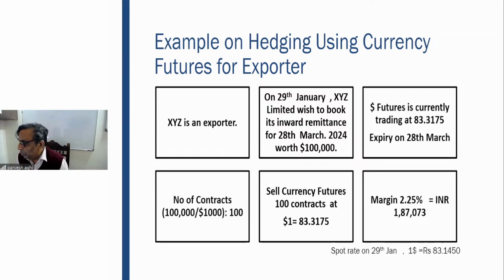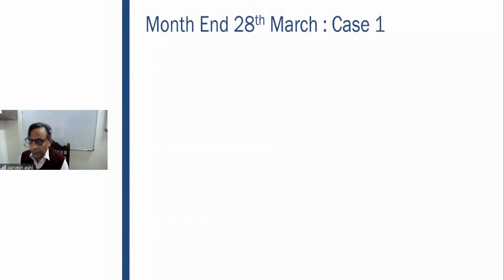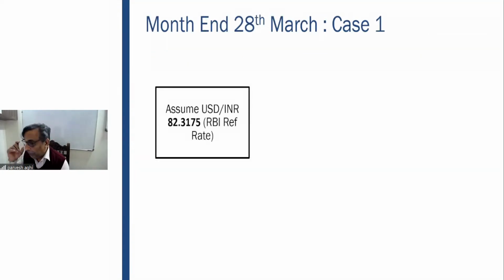Okay. So you have sold the currency futures. That means you have sold somebody dollars at 83.31. Even if the dollar goes down, you're not going to suffer any loss. Fine. So you paid a margin of 2.25. Now the first scenario would be the dollar has actually gone down.